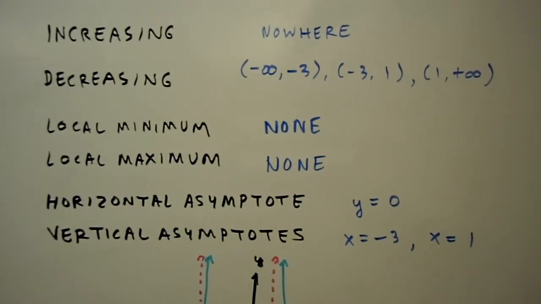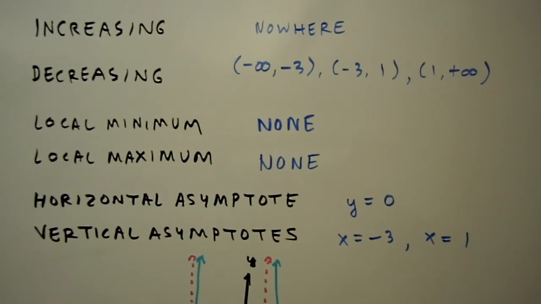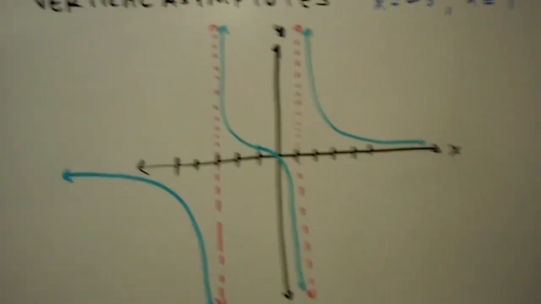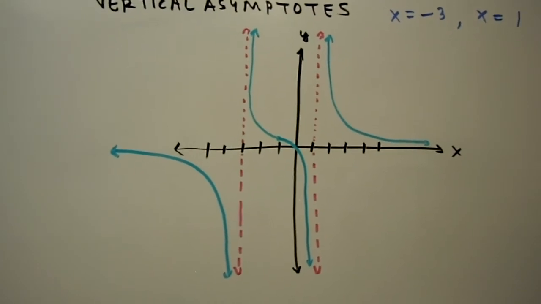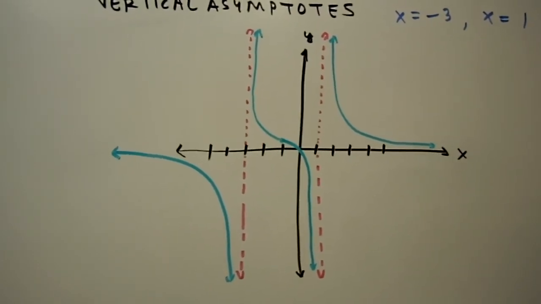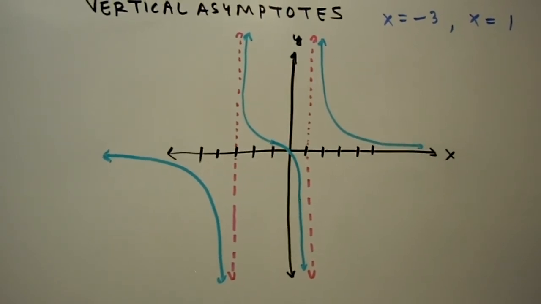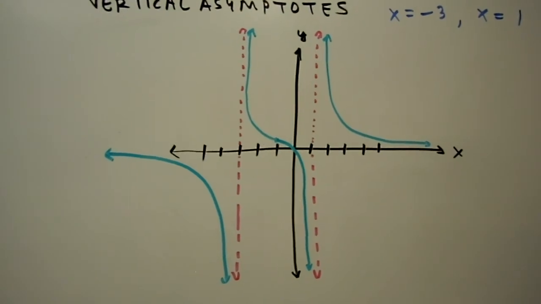However, it does have a horizontal asymptote of y equal to 0 and vertical asymptotes of x equals negative 3 and x equal to 1. And so therefore, this is the final graph of the function. Noting the asymptotes, the x-axis, y equal to 0, is also an asymptote, and the function is decreasing everywhere, and the function does cross the origin at 0, 0.